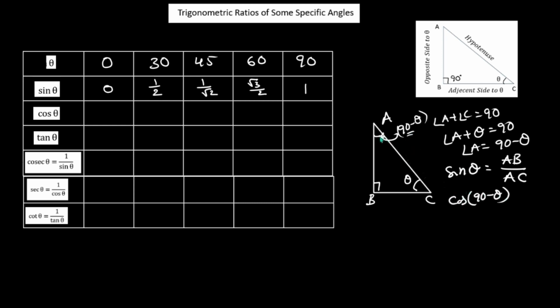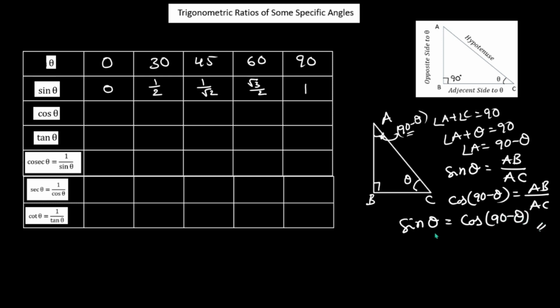For this angle, what is cos? Adjacent side by hypotenuse. What is the adjacent side? AB, so it becomes AB divided by the hypotenuse AC. If you observe these two equations, the right side AB by AC is the same. That's why the left sides are equal: sin theta is equal to cos 90 minus theta. So this is valid.